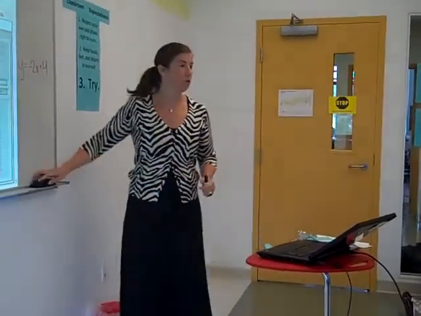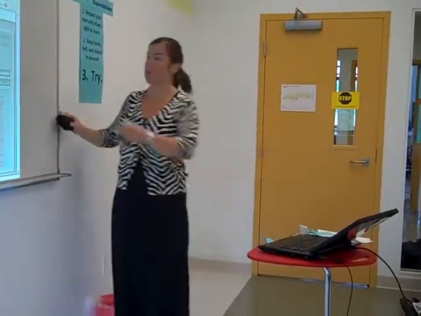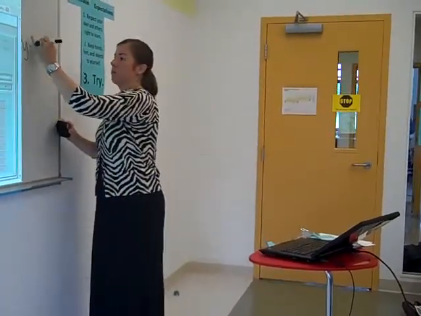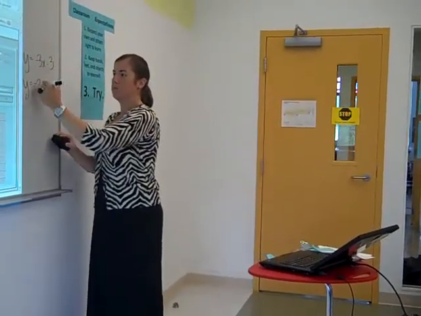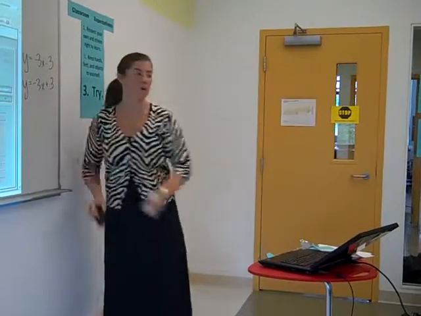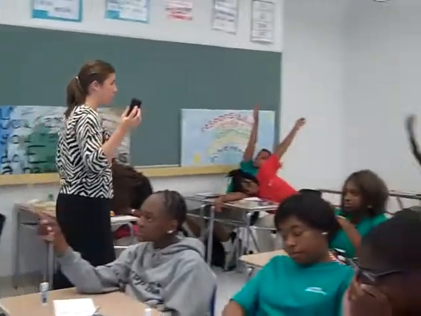Slope-intercept form for the two equations first. Y equals negative 2x minus 3. And the other one? Y equals negative 3x plus 3. Good. Y equals negative 3x plus 3. What do you notice about these two slopes before we even graph them?